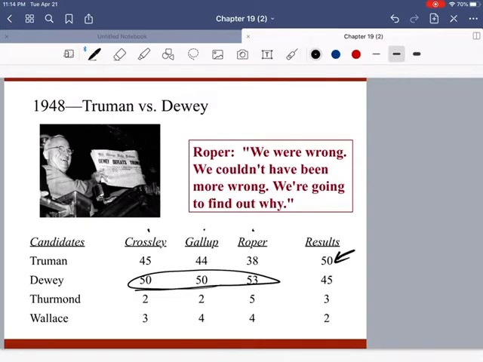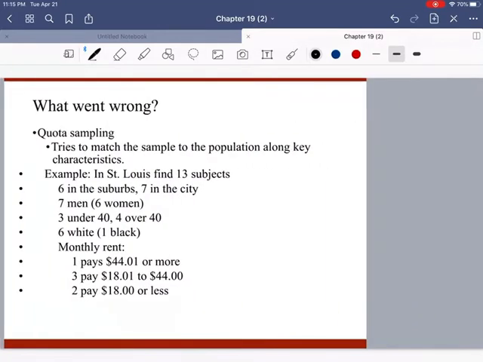So Roper and the other 2 said, well, we were wrong. We're going to have to figure out why we were wrong. And so they dove into it to see their mistake. And what they discovered is they had been quota sampling for years. And what that means is they tried to match the characteristics of the population.